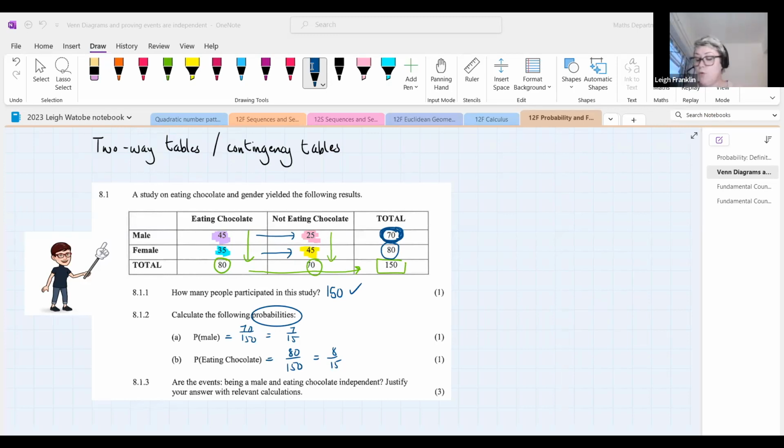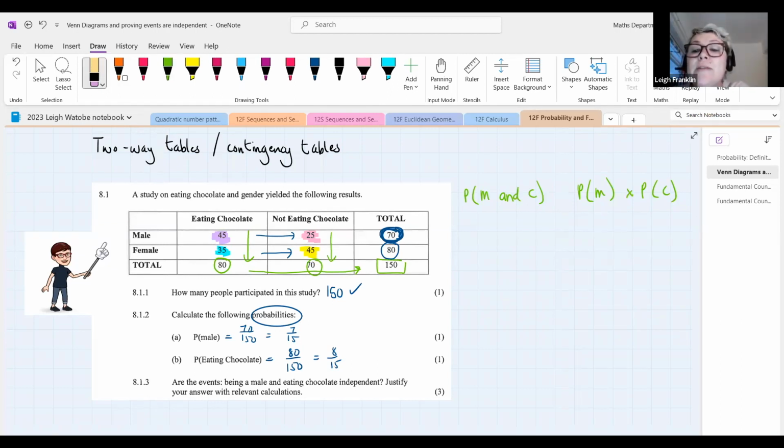We know that our rule for independent events, because we spoke about it at the beginning of this lesson, is that the probability of being male and eating chocolate is the same as the probability of being male times the probability of eating chocolate. But we are not allowed to write this because we don't know that these are independent events. They're asking us, are they independent? So what we have to do here is work these out as two separate calculations. You cannot write that they are equal.